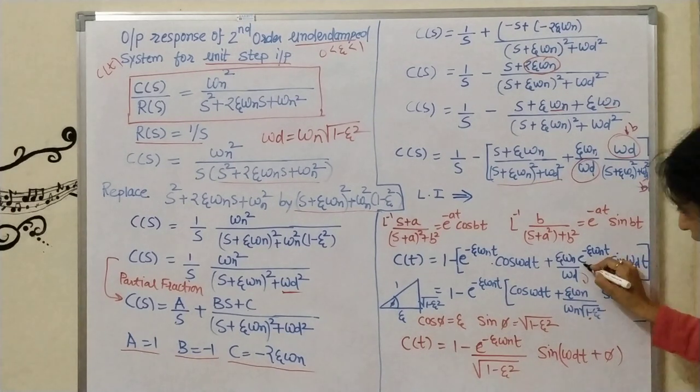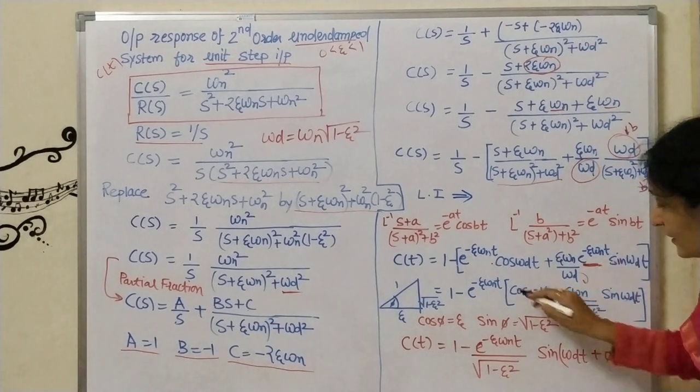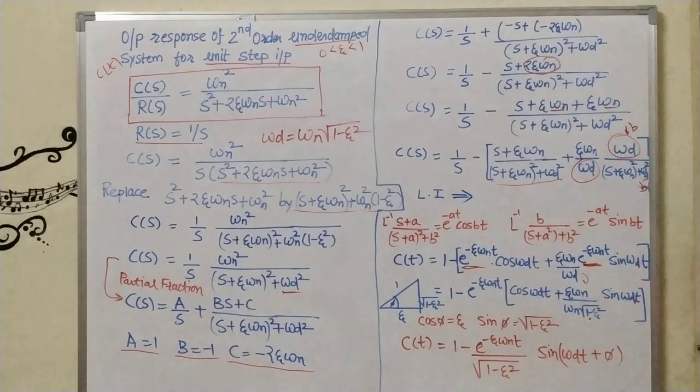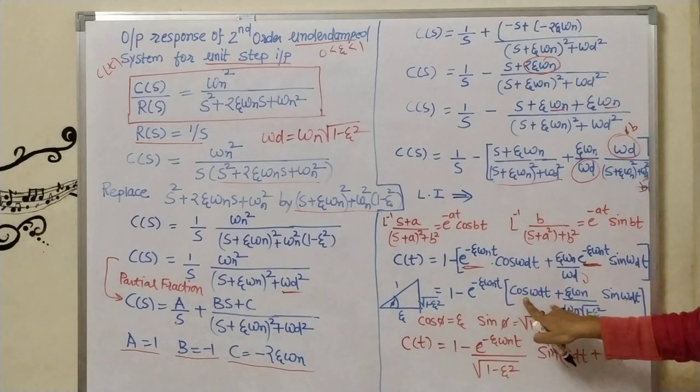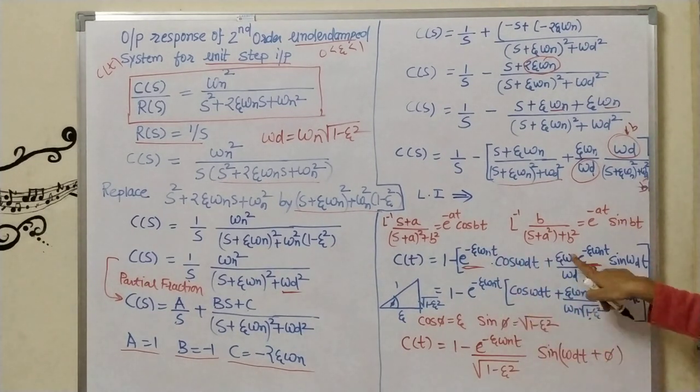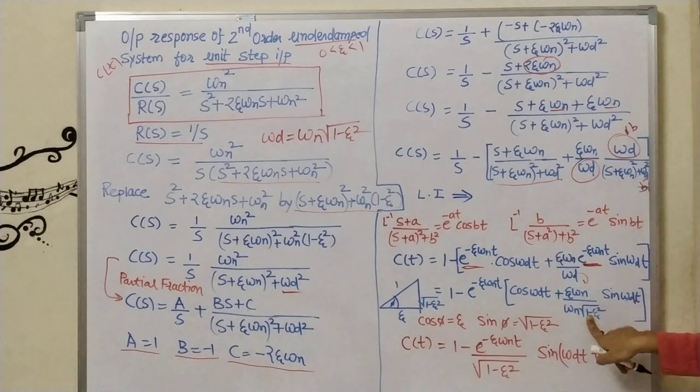See here, e to the power minus zeta omega nt, and here there is also a term e to the power minus zeta omega nt. So I have taken out this common term e to the power minus zeta omega nt. So what will be left? Cos omega dt plus zeta omega n. I have substituted this omega d with omega n under root of 1 minus zeta square, and this term will be as it is.